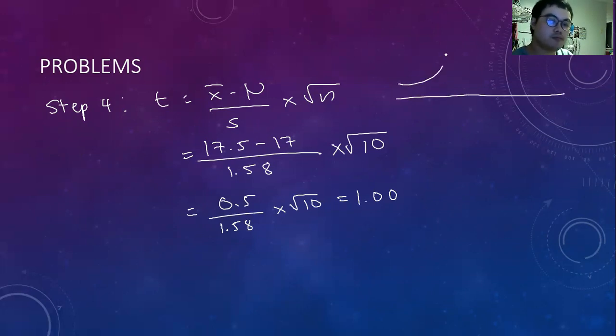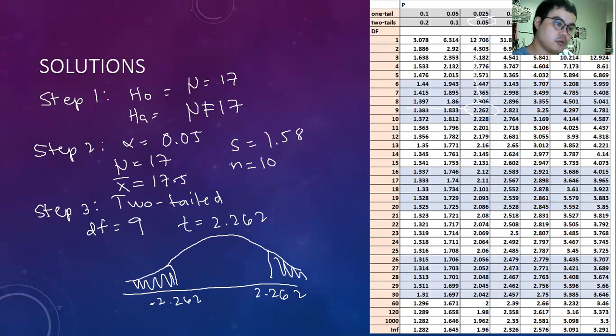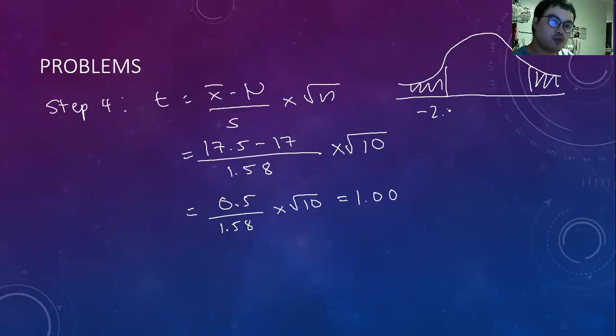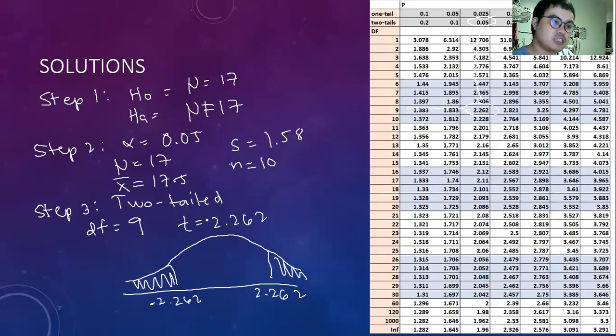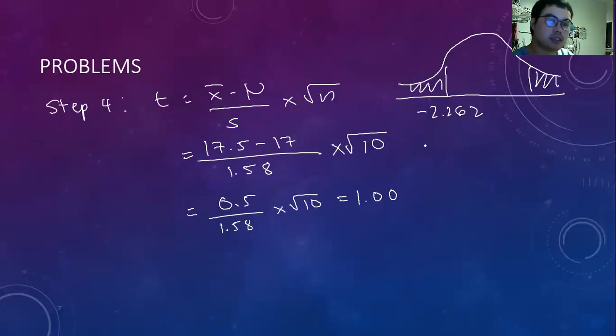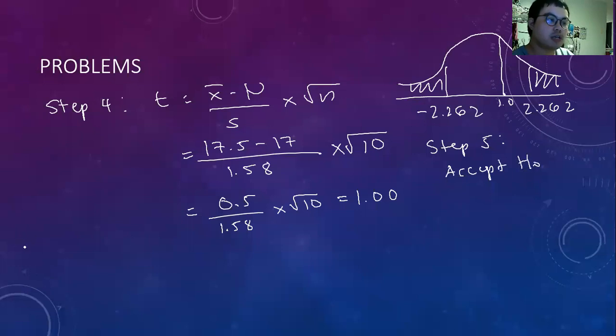Constructing this normal curve, negative 2.262. Oops, this is two-tailed, so plus minus 2.262. Here lies 1.0. So we can tell that we accept the null hypothesis.